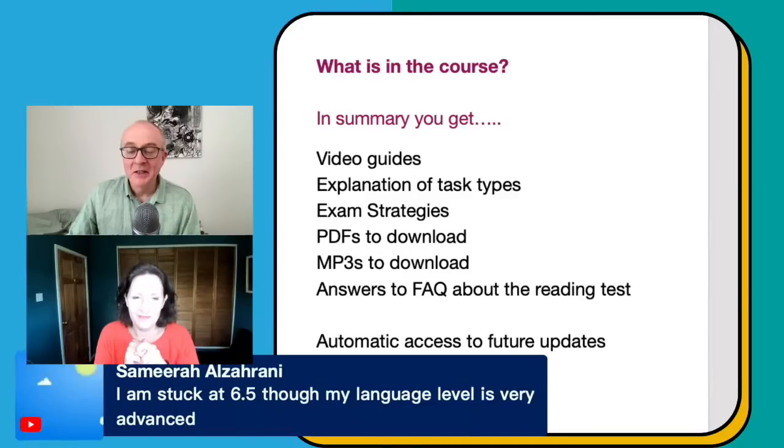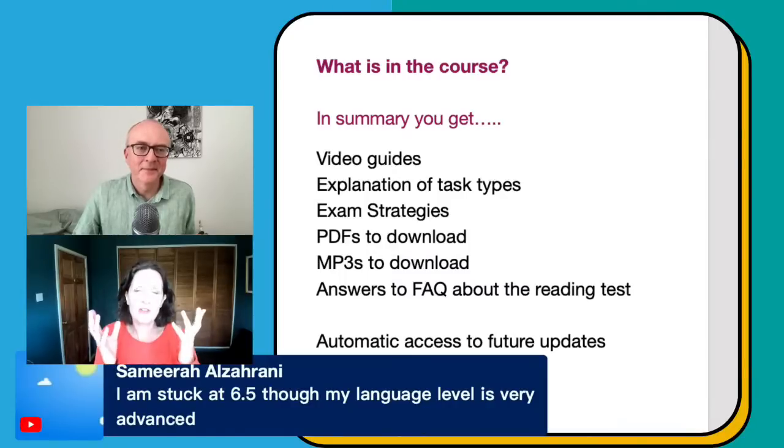Great. Samari says, I'm stuck at 6.5, though my language level is very advanced. Is that a common thing you see, Fiona? That's so common. When I sit down and watch my students and see what they're doing with the reading, I can see immediately why they're not getting higher in reading. Even though they've got good language, it's just how you approach the text. I don't know if that's true for you, Samira, but I could probably fix it.